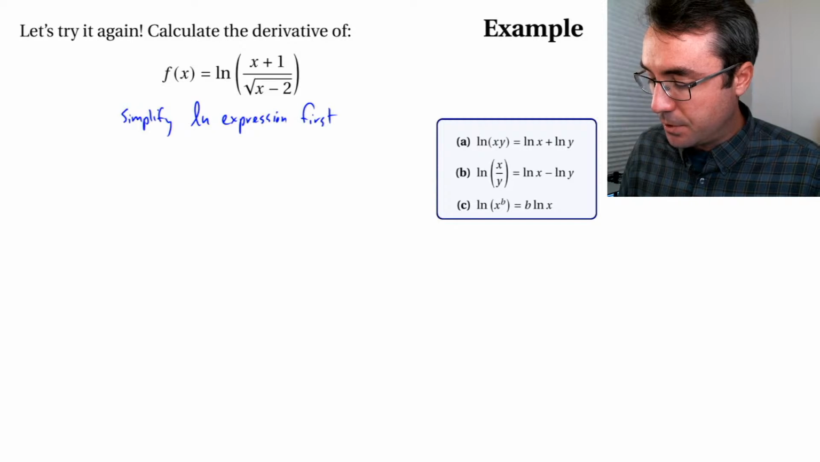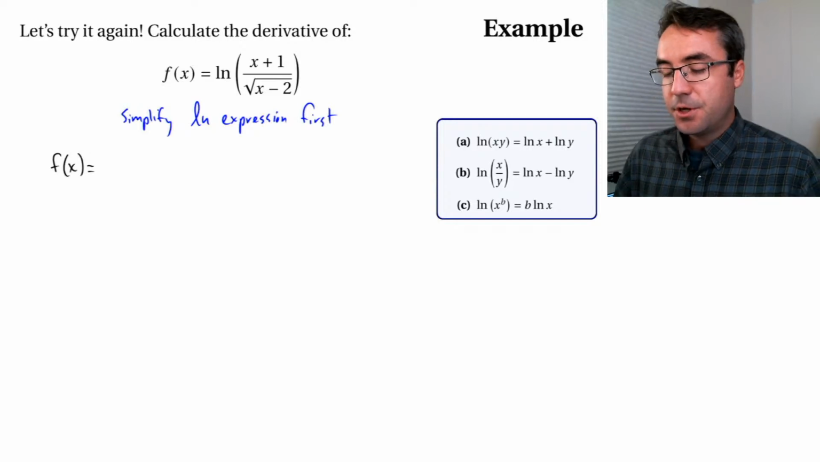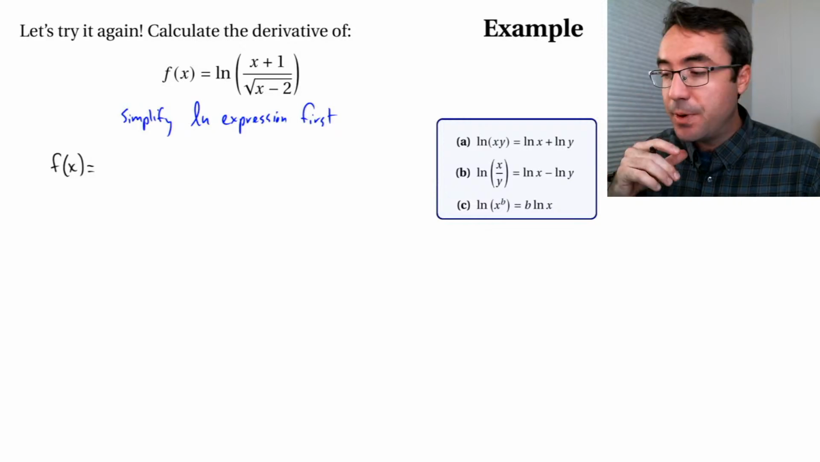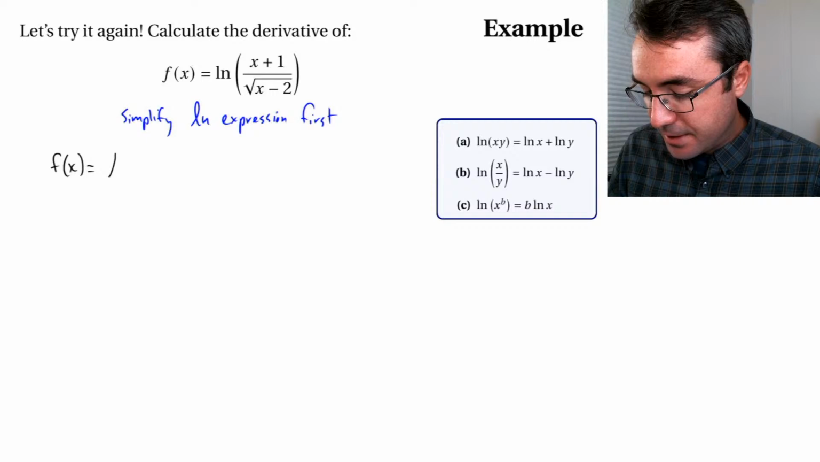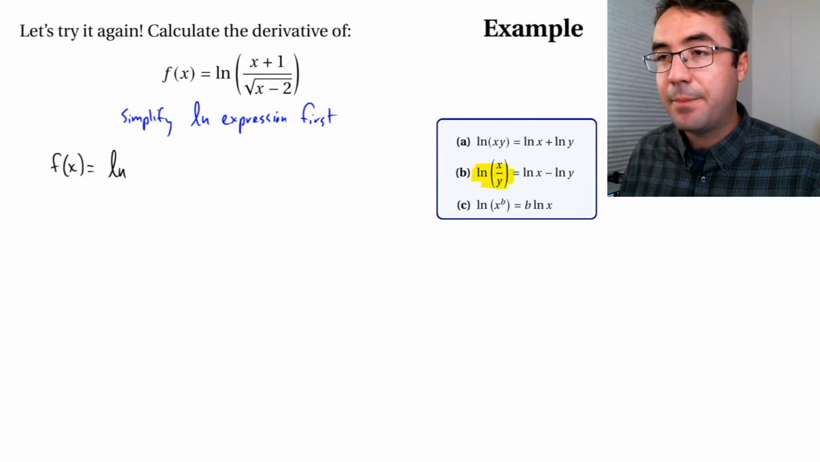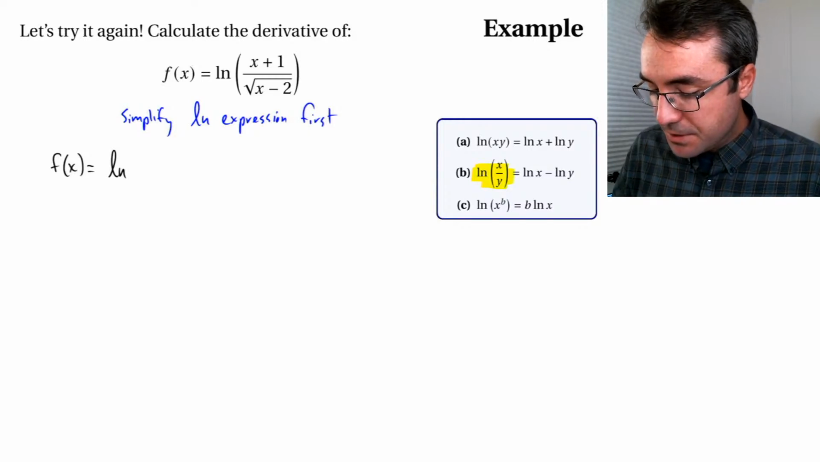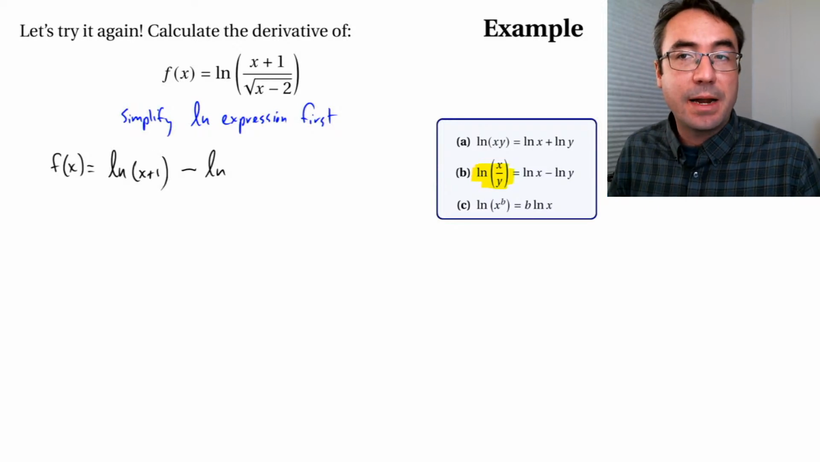So let's see how this would look. So we have a fraction, x plus 1 on the top, and then the square root of x minus 2 on the bottom there. So we could write this as, if we use that second property, which tells us what happens when we have a fraction, we do the natural log of the top function, and then we subtract the natural log of the bottom function.